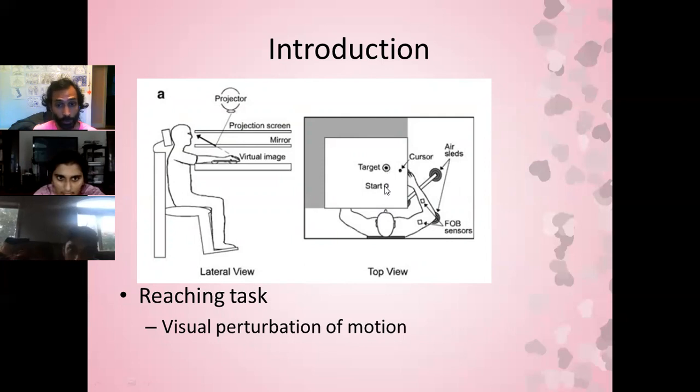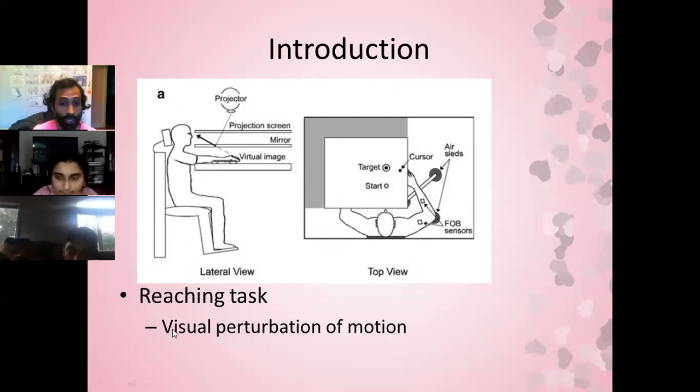And your goal is just to move the cursor to the target. The person's hand is hidden underneath the table, so they can't see what they're doing. They can only see this computer screen. And they have a handle with a sensor on it. Initially, when they move the handle straight, the cursor moves straight to the target.